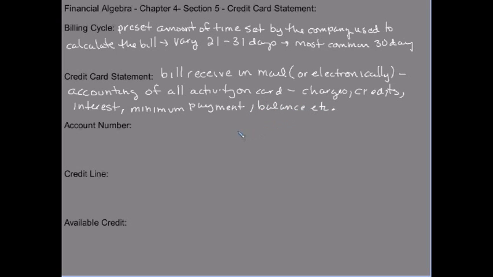And the following things will all appear on the credit card statement. So everything from here down. Your account number, which is a unique number that identifies your account. Okay, your credit line, which is the maximum you can charge at any time.